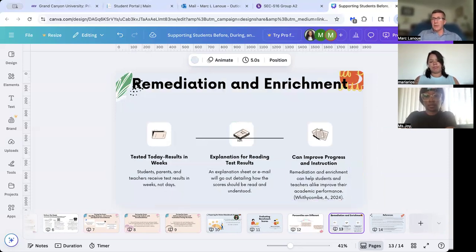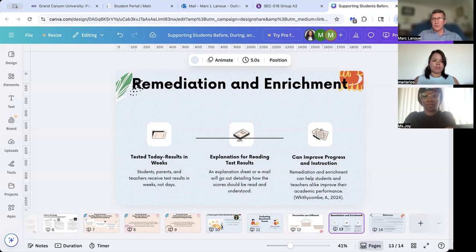Tested today, results come in weeks, not days necessarily. Students, parents, and teachers receive test results after a while. They need explanation for reading the test results. And if we have already set up something like Maria has proposed, then we're going to have an opportunity to communicate with parents in a manner that's going to help them.